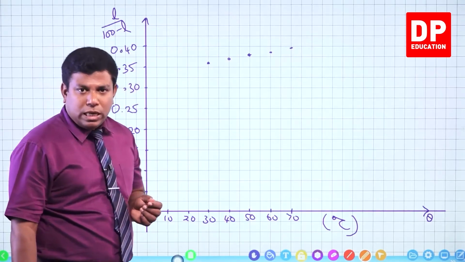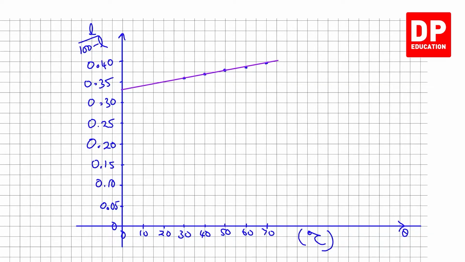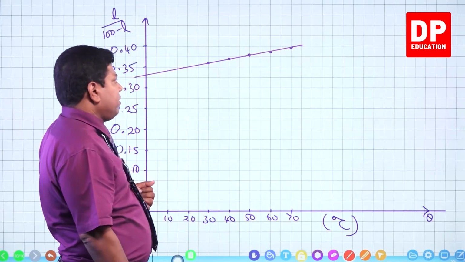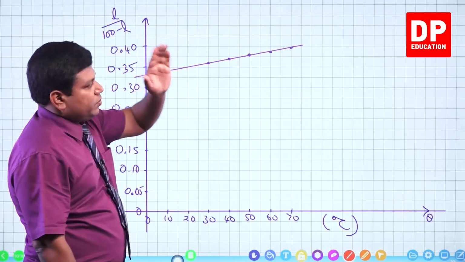Right. Those are the points. Let's draw the graph. Seems that is the best graph I can draw. Just one point deviated a little bit, that's also a minute difference. All others fall on the straight line. As we expected, we can see y equals mx plus c.